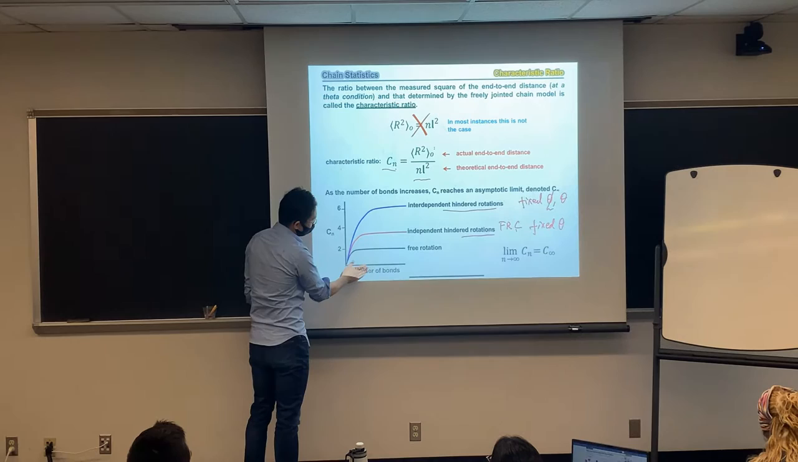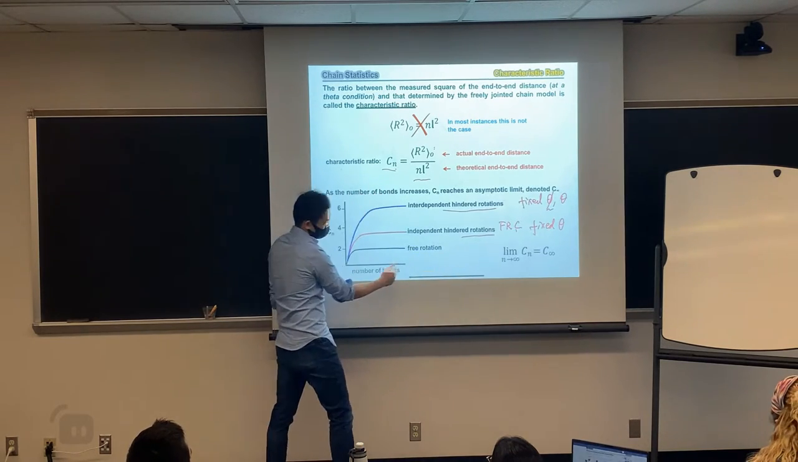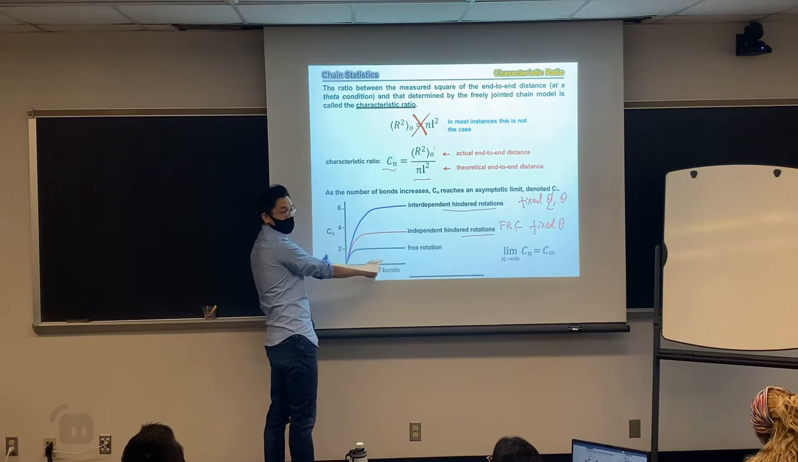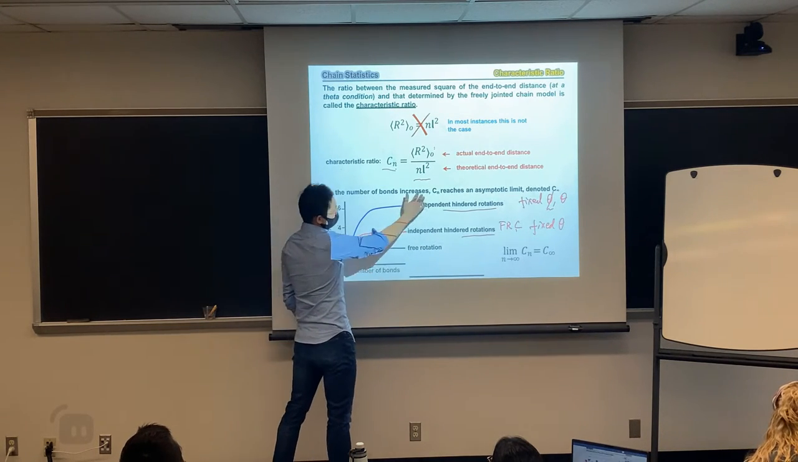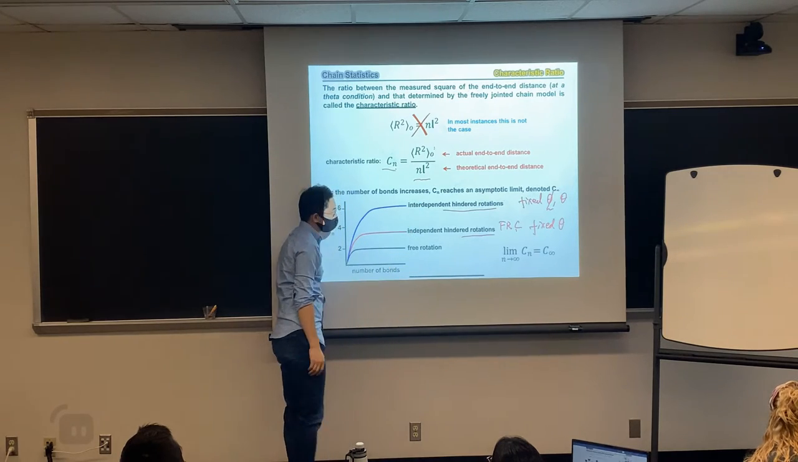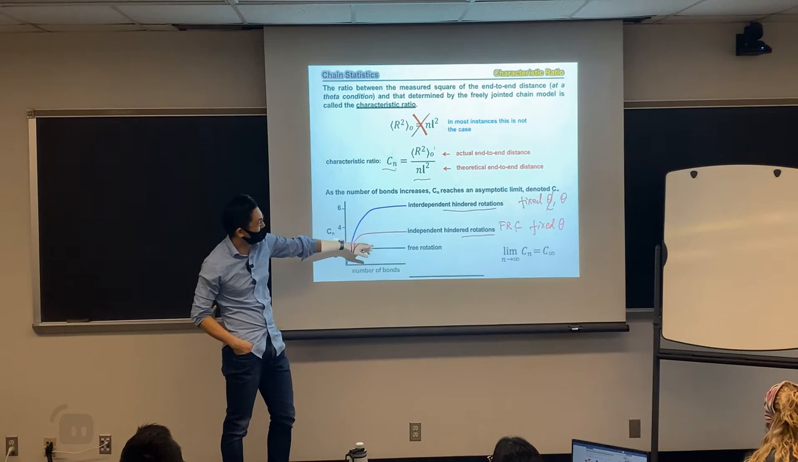So in many cases in polymer, the number of bonds is way larger, okay? This is only maybe 10, 20 bonds, so you have a smaller expansion ratio. But if you have a polymer, it's very big. So we plot three lines here.